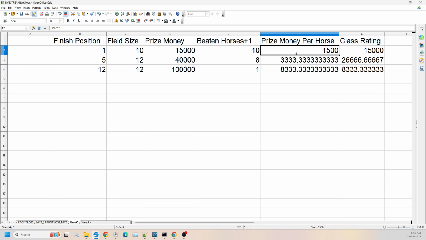So let's just assume they all came first and dead heated. Every horse would get 1,500. Never happens, but just as an example. And all we do is we times the beaten horses plus 1 times the prize money per horse, and in this case, you'll get the full 15,000. So the horse that would come second in that race would have had a 9 there, and it would have got 13,500 for its rating.